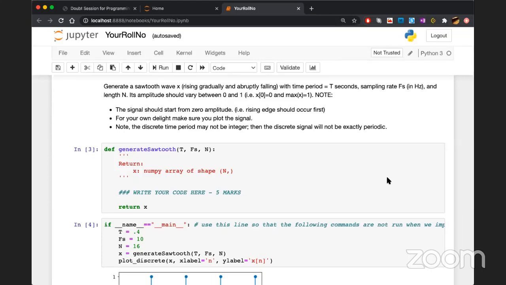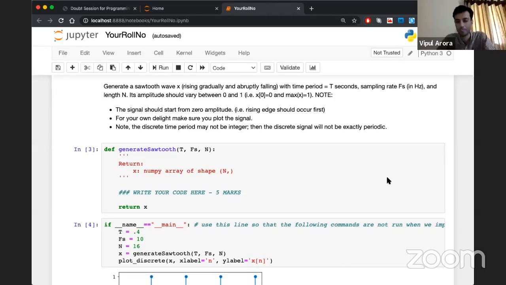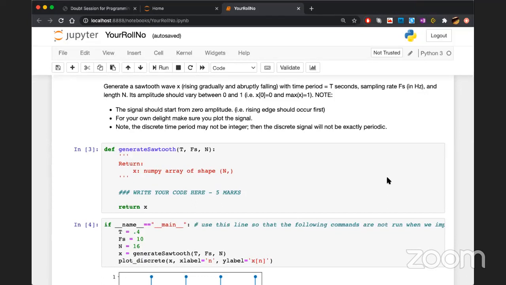Yes, sir. But if let's suppose n is 5 and m is, let's say, 2. So we have to take the 0th sample, second sample, and 4th sample. In this way we have taken 3 samples. So n by m is 2, and ceiling of n by m is 3. So in this way we can take ceiling of n by m samples.